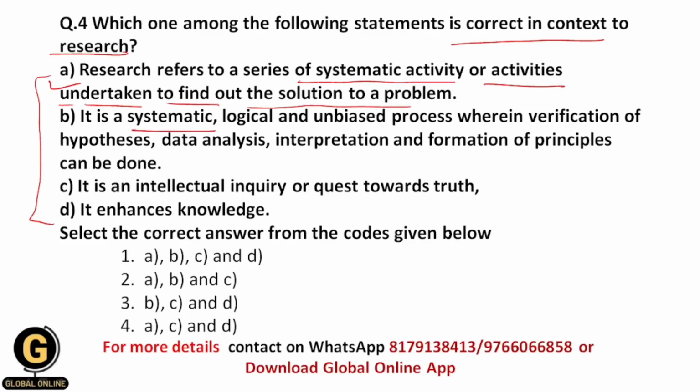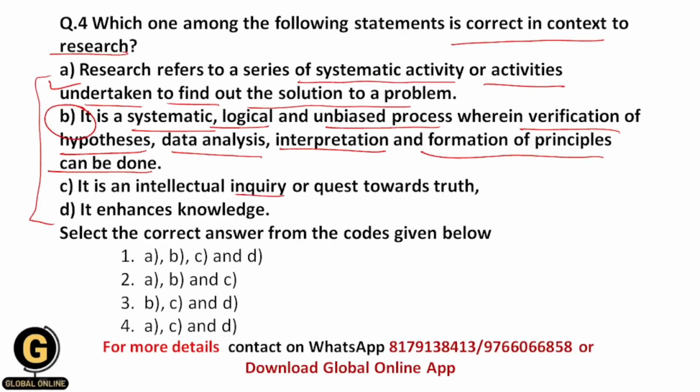It is a systematic, logical, unbiased process. Unbiased means that it should have equal chances. Wherein verification of hypothesis, data analysis, interpretation and formation of principles can be done. So as we have seen, research is systematic, it is logical and it gives equal chances for everyone. That means it is an unbiased process, and in this we verify hypothesis. That means we verify the predictions. Then we also do data analysis, then we interpret those data, and based on that we form the principles. So this is also a correct statement.